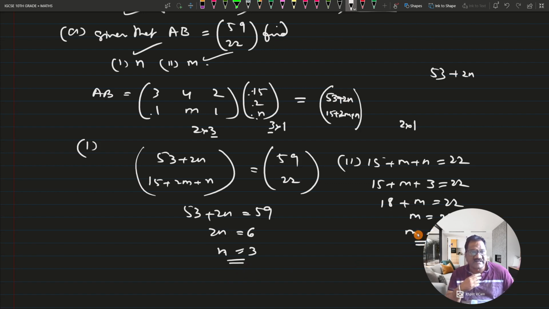Now is this 4 correct or not? No, it's not correct. This is 2m, 15 plus 2m. So I should take this as 2m. So 2m will be equal to 4. So m will be equal to 2 and not 4. Okay, so these are my answers: m is 2 and n is 3.